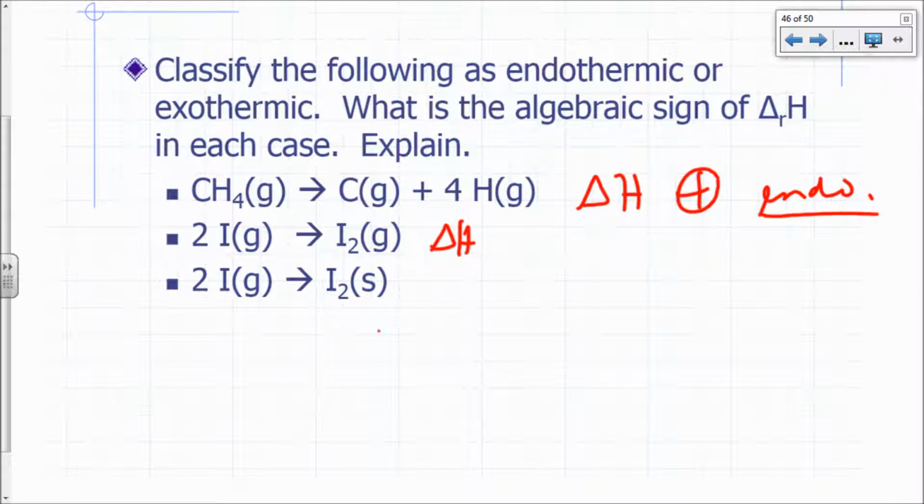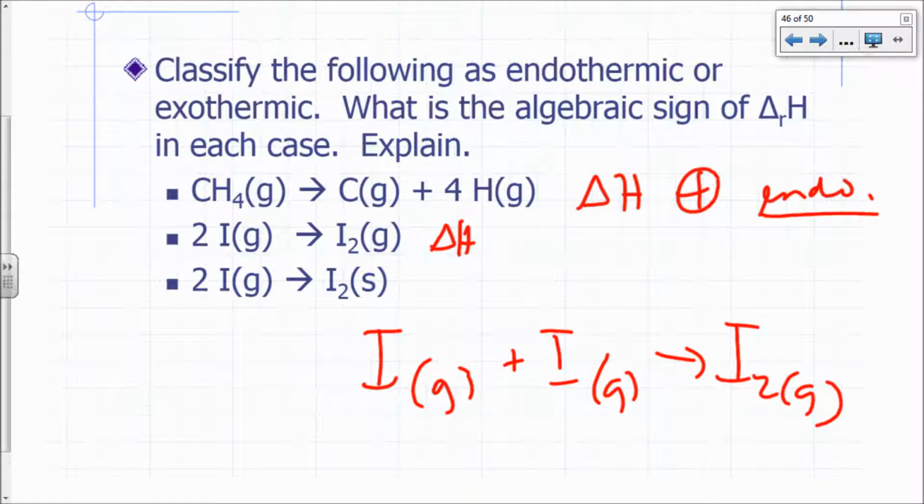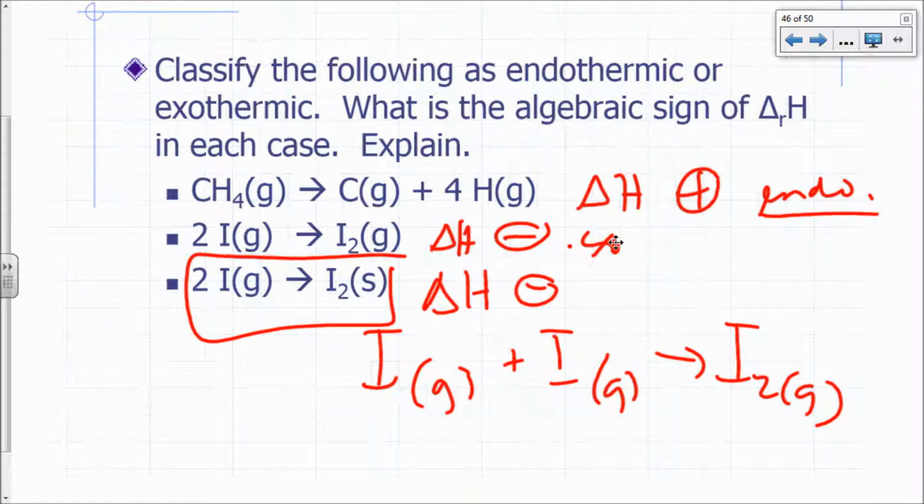Delta H for this: two iodine atoms forming an I2 molecule in the gas phase. This is an exothermic reaction. A third body has to carry the energy away in order for your two iodine atoms to get stuck in a bond. It's an exothermic reaction. How about this one? 2I gas to I2 solid. Even more exothermic, because to get your I2 gas to come together closer to each other to form a solid is also exothermic. That would be the opposite of sublimation, which is endothermic. So delta H for this is also negative. This is also an exothermic reaction.